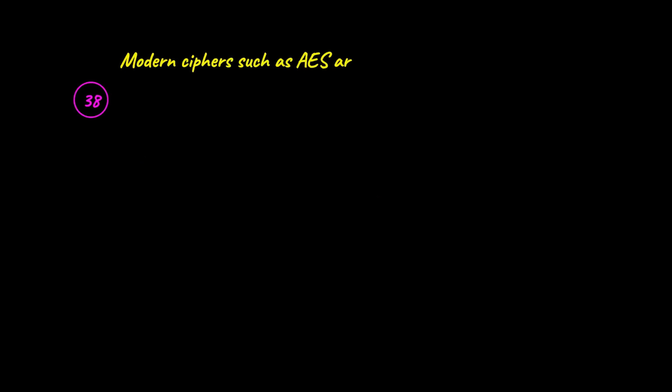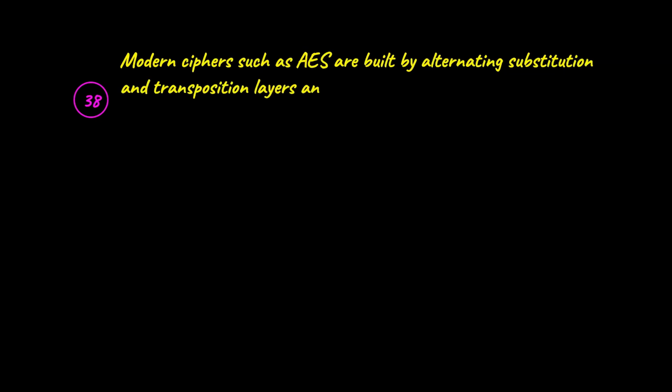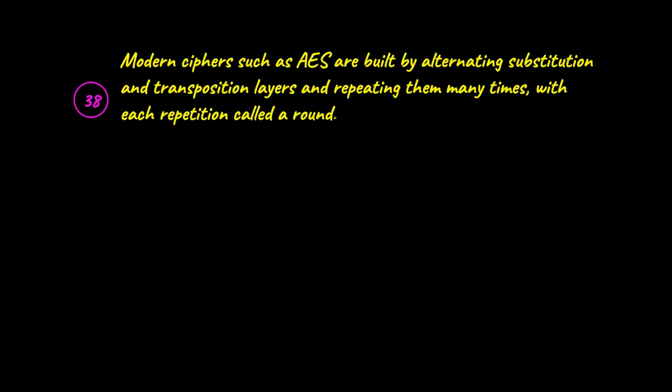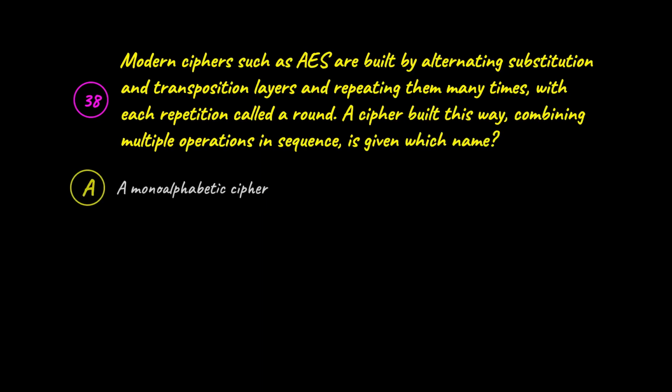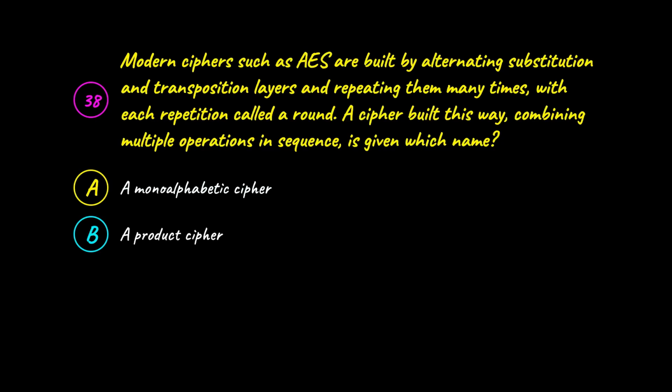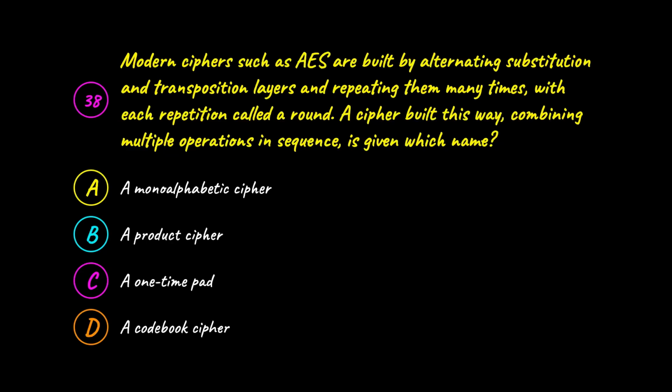Question 38. Modern ciphers such as AES are built by alternating substitution and transposition layers and repeating them many times, with each repetition called a round. A cipher built this way, combining multiple operations in sequence, is given which name? Your options are A. A monoalphabetic cipher, B. A product cipher, C. A one-time pad, D. A codebook cipher. Which would you go with? Lock it in before the reveal.